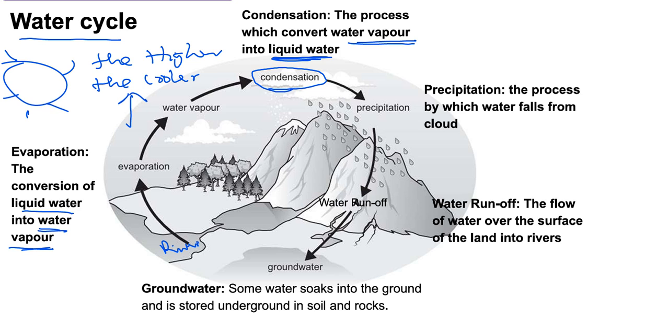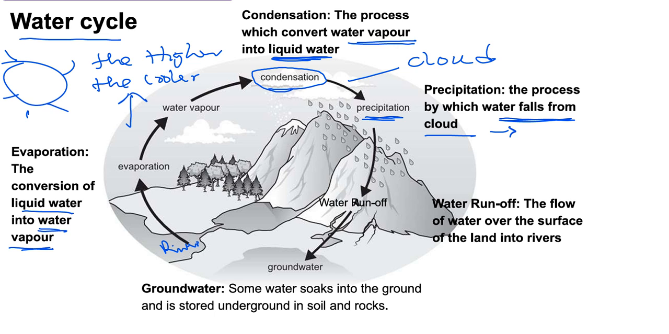Now, once it becomes liquid water in the atmosphere, that is what will lead to the formation of cloud. So cloud is condensed water, it is liquid water. So the water now, once it's very large, falls back to the earth as precipitation. So precipitation is the process by which water falls from cloud.